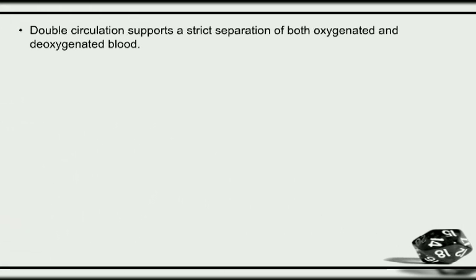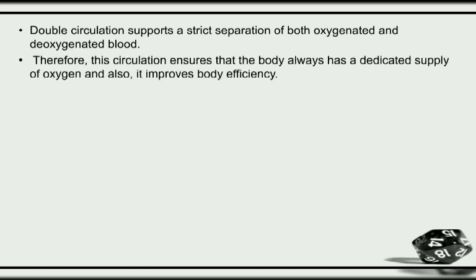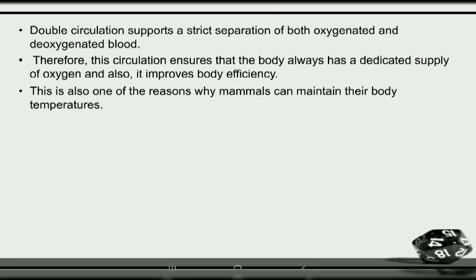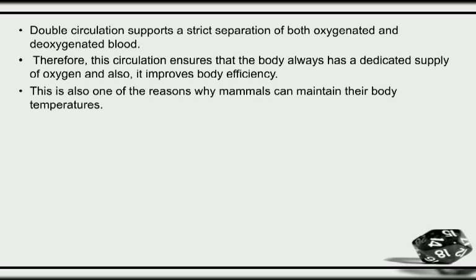Next point is that double circulation supports a strict separation of oxygenated and deoxygenated blood. Therefore, this circulation ensures that the body always has a dedicated supply of oxygen, and it also improves your body's efficiency. This is also one of the reasons why mammals can maintain their body homeostasis. Through this double circulation, we can easily maintain our body temperature. Double circulation is very much needed for our body, because it helps to separate oxygenated and deoxygenated blood, and we only require oxygenated, not deoxygenated blood.